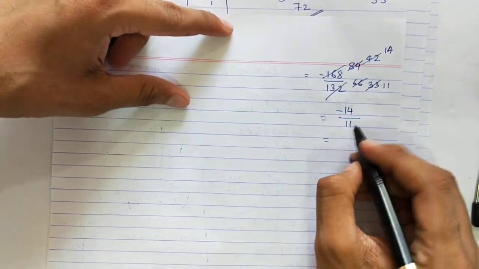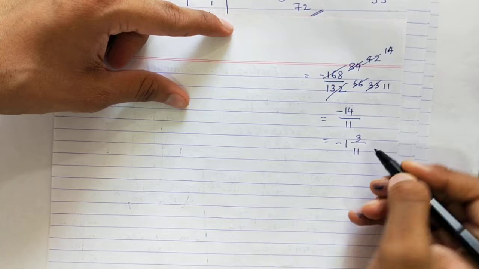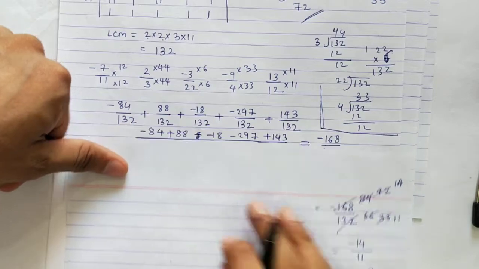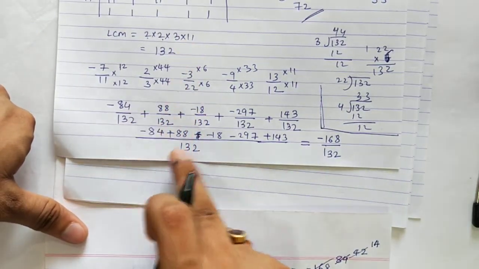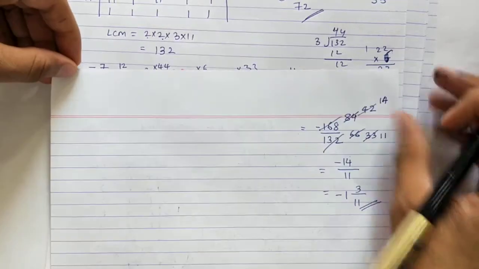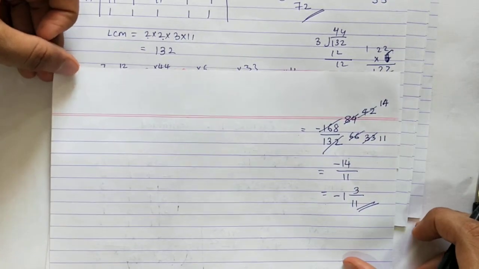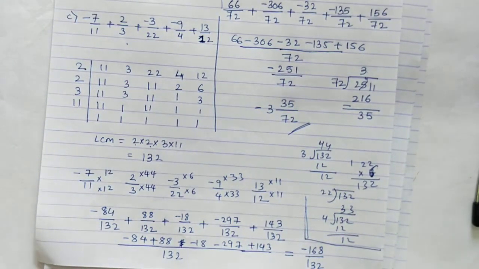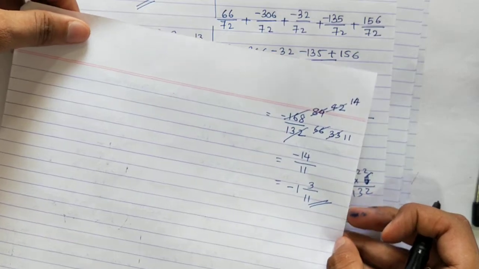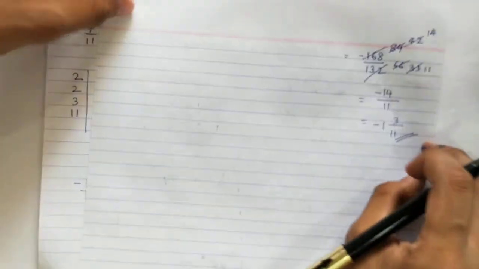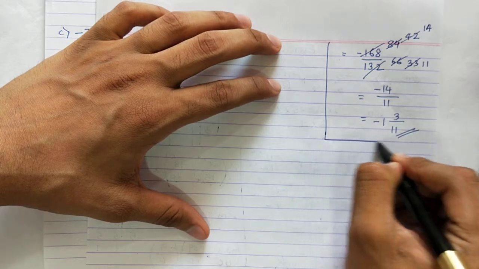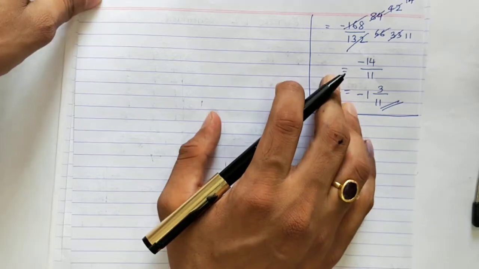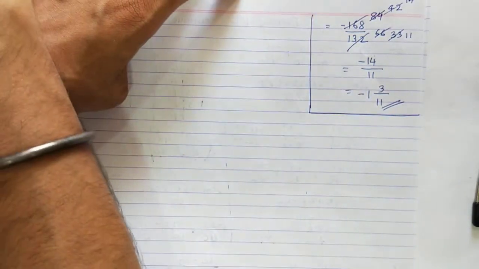And if you make this as a mixed fraction, you will get minus 1 3 upon 11. This is the answer. Then this. Pause the video and copy the sum properly. First this part, then this. Now D.